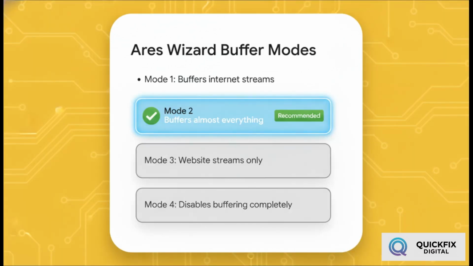Now, if you do decide to go that automated route with something like Eris Wizard, the absolute key is knowing which buffer mode to actually select. Mode 1 is going to buffer specific internet streams. Mode 3 restricts caching to just websites. And Mode 4? That turns buffering off completely, which, trust me, is the exact opposite of what we want. You want Mode 2. It's the default and it's highly recommended because it caches almost everything, even local files on your network. It genuinely provides the absolute smoothest playback experience.